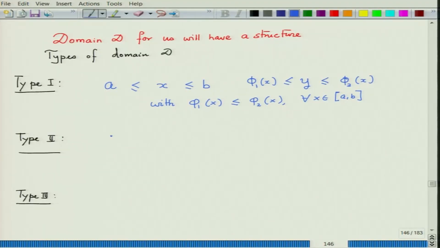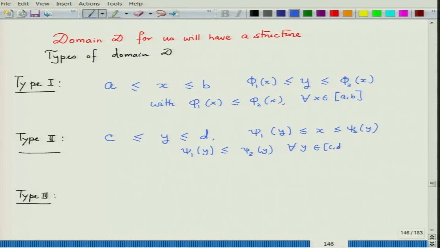Domain D of type 2 is, of course, you have y given to you from C to D, and x will vary from psi 1 y to psi 2 y. So, x will lie between them, where psi 1 y is always less than or equal to psi 2 y for all y in CD.